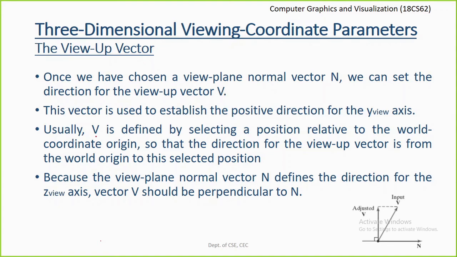Usually this vector v is defined by selecting a position relative to the world coordinate origin, so that the direction of the view up vector is from the world coordinate origin to this selected position. Now since the view plane normal vector n defines the direction for the z view axis, the view up vector v should be perpendicular to n. So the view plane normal vector n acts like the z axis for the viewing coordinates, and the view up vector v acts like the y axis for the viewing coordinates.